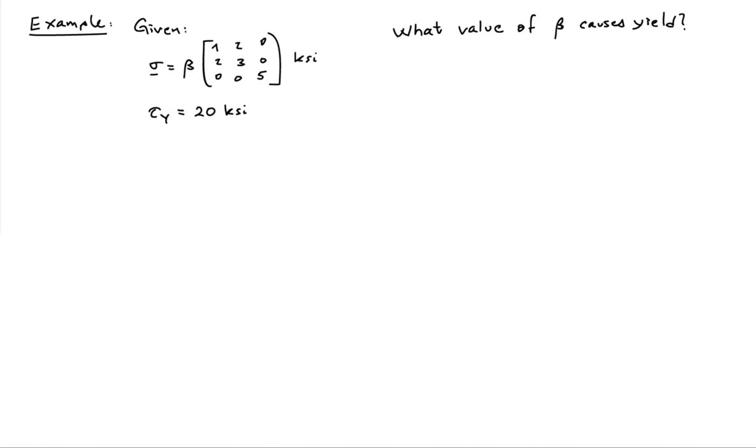Let's look at an example of applying Tresca's yield criteria. Suppose I'm given a state of stress sigma, which is equal to beta times this matrix here: 1, 2, 0, 2, 3, 0, 0, 0, 5, and the units are going to be KSI. And let's suppose that the yield stress of the material in question is 20 KSI. Let's determine the value of beta that will cause the system to yield.